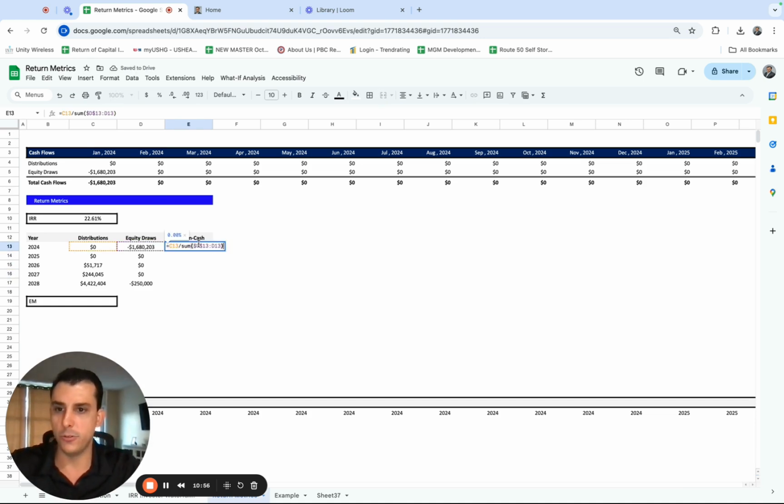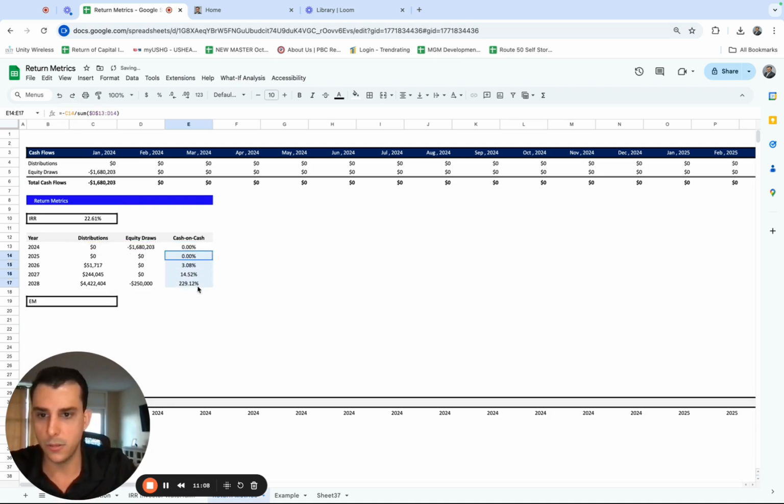So first year, for 2024, which are cash on cash, well, there's no distributions. So it's 0 divided by 1.6 million. Remember, this is a negative, so we want to cancel that negative out. So there we go. So it's 0. 2025. What's your cash on cash for 2025? Well, there's 0 in distribution, so there's going to be 0 in cash on cash. Okay, 2026. What is your cash on cash? Well, it's going to be $51,000 divided by all equity distributions that got you to that point. And that's where this sum equation comes in. So far, to get you to that point, it's 1.6 million. So 51,000 divided by 1.6 million, that's your cash on cash.